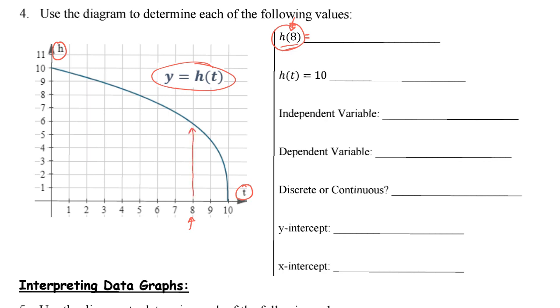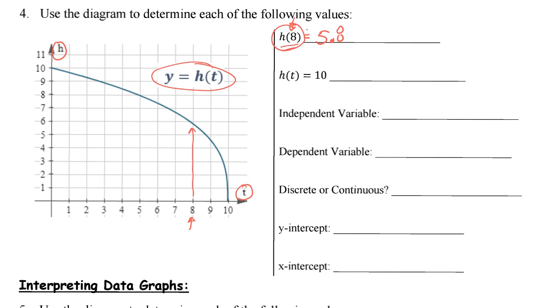So we go up. Oh, and we're not quite at 6. We're just a little bit less than 6. We're just going to approximate that. So let's say 5.8. Not quite at 6 there. So approximately 5.8.